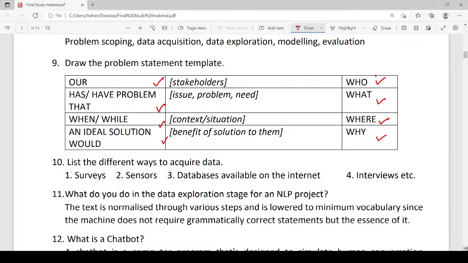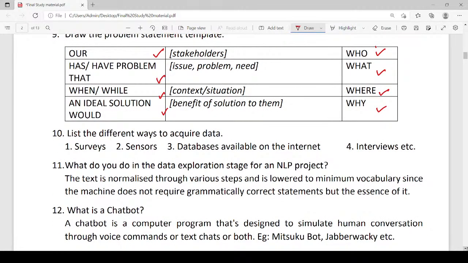Now, tell me, what is a chatbot? Bhumika, you've given the right answer. Yes, Ryan, you're right. We only have 2 units here. What is a chatbot? A programmed machine that can understand and even talk in human language. Exactly. Rashmi Rekha, you've got it right. So a chatbot is nothing but a computer program that's designed to simulate human conversation through voice commands or sometimes in the form of a text chat or both.